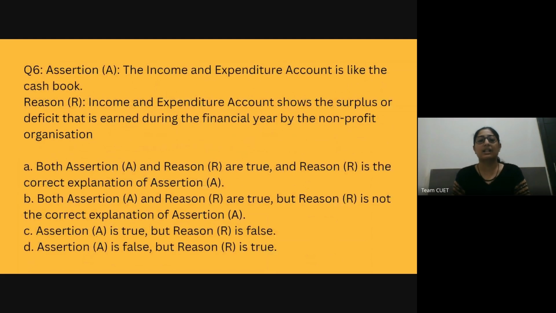Question number 6. It is an assertion reason based question. Assertion says that the income and expenditure account is like the cash book, and reason says income and expenditure account shows the surplus or deficit that is earned during the financial year by the not-for-profit organization. Now, if you know the concept of these accounts clearly, you can guess the answer in a fraction of seconds. But anyways, assertion says that the income and expenditure account is like the cash book, and we clearly know that cash book resembles the receipt and payment account for an NPO, not the income and expenditure account. So our assertion goes wrong. Clearly, our answer is option D, that is assertion is false and reason is true.